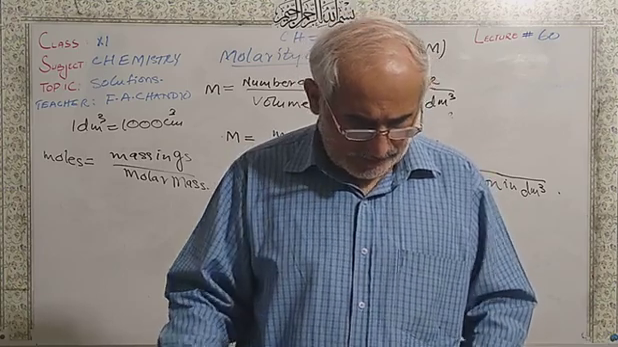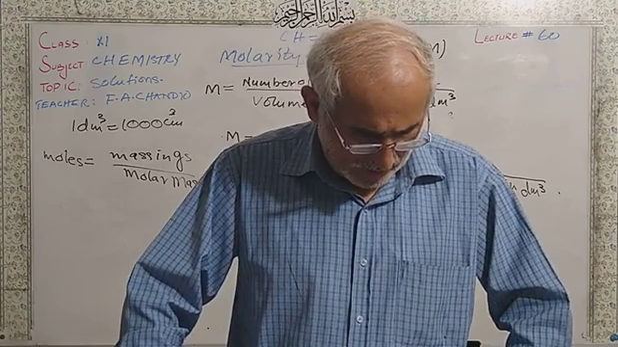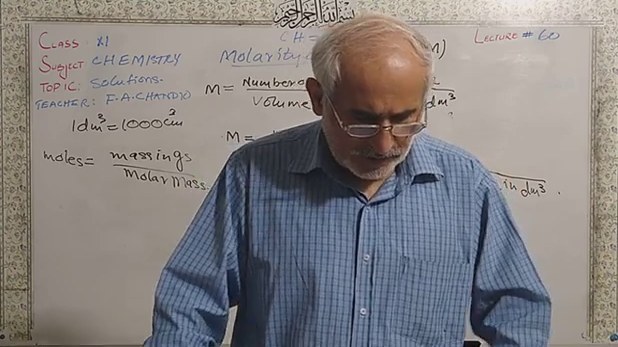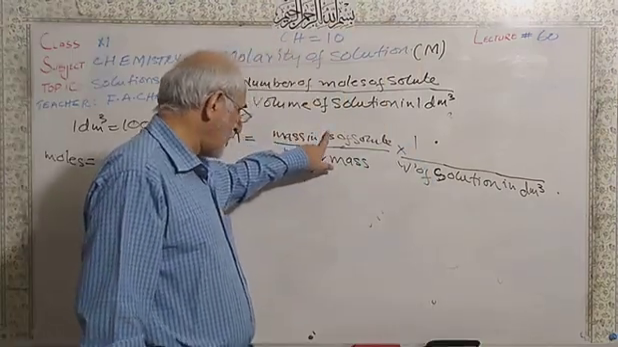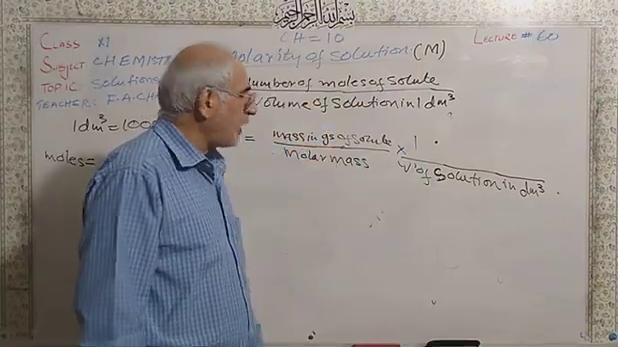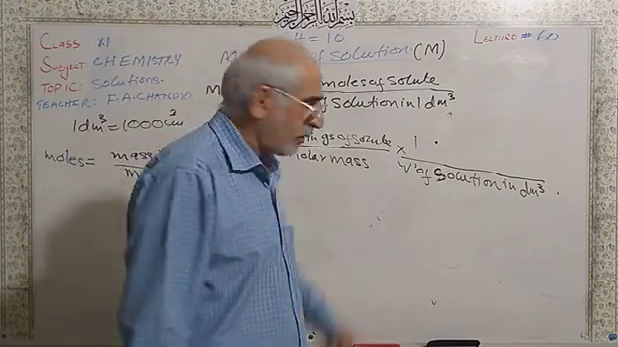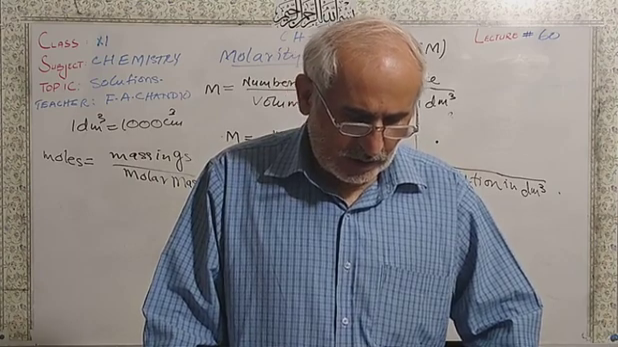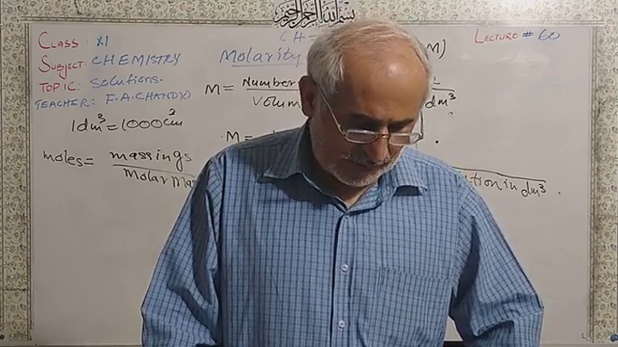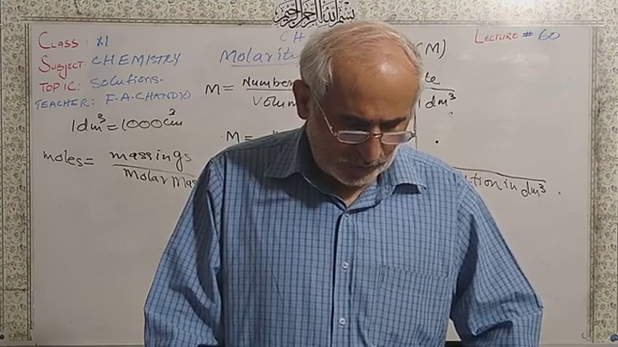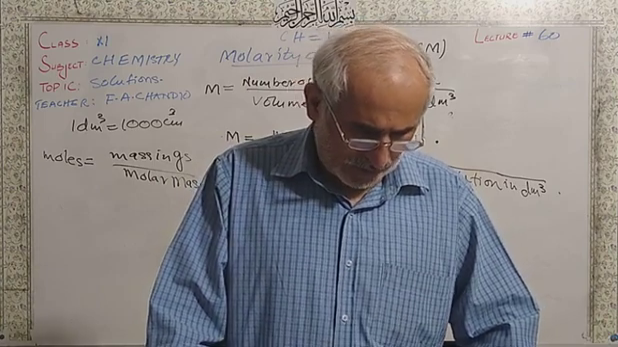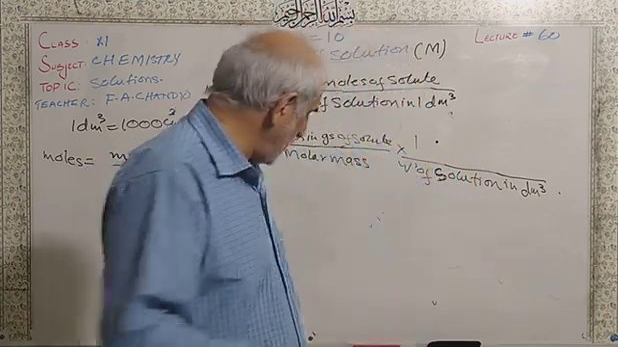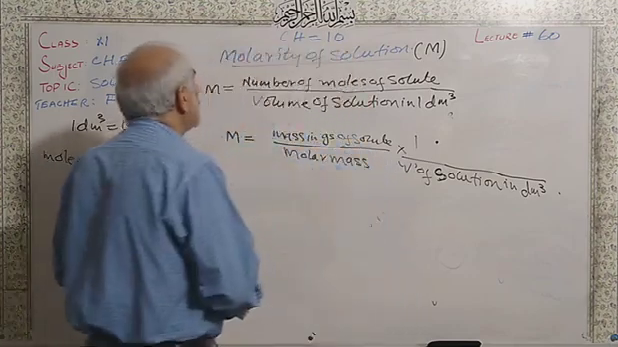So there is one example, very simple. 0.25 grams of sodium hydrogen carbonate. Put 0.25 grams here. Sodium carbonate, calculate its molar mass, put here. In 100 centimeter cube of solution, so divided by 1000, make it decimeter cube, then you will be able to calculate 0.0298 molar solution. This is the molarity.